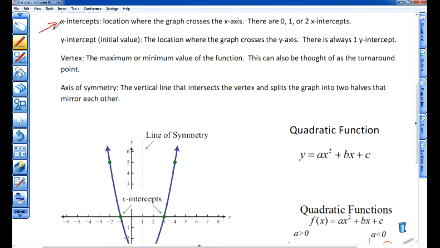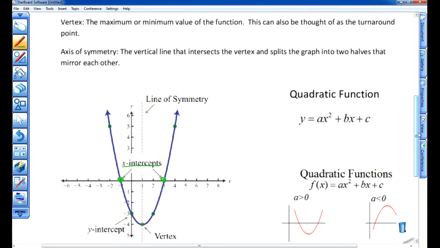x-intercepts. The x-intercepts are the locations where the graph crosses the x-axis. In our case, you can see that the x-intercepts are labeled right here, and the two locations here and here are where our parabola crosses the x-axis. Now it is important to know that there are either 0, 1, or 2 x-intercepts. Sometimes there's 2. You can imagine if the parabola was up higher, you see that there's a turnaround point on the parabola.